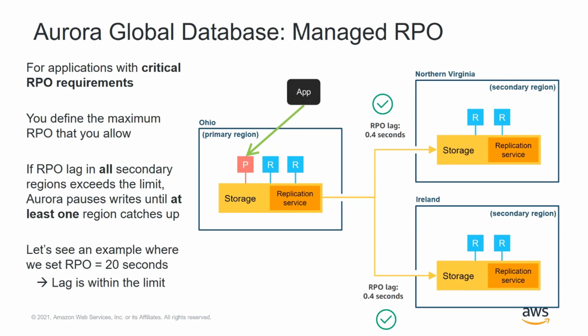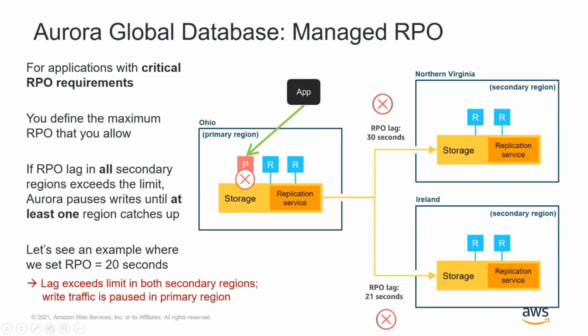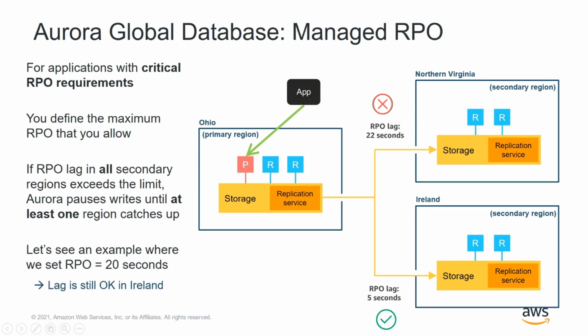What happens if it is not? Let's find out. So the first scenario is that both the secondary regions have a lag of 0.4 seconds. So it's business as usual, no changes. Now, due to some event, the lag in Northern Virginia goes up to 22 seconds. However, Ireland is still in the range with a lag of only 5 seconds. So primary thinks it is still okay to carry on business as usual because I have at least one good candidate across region, a secondary region, to fall back on in case of a disaster.